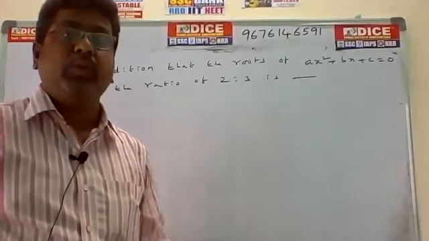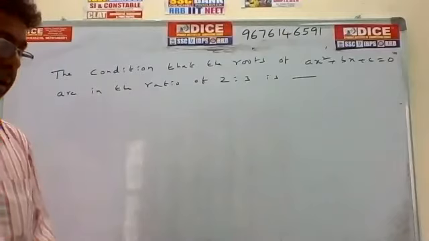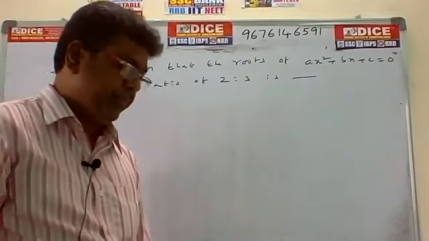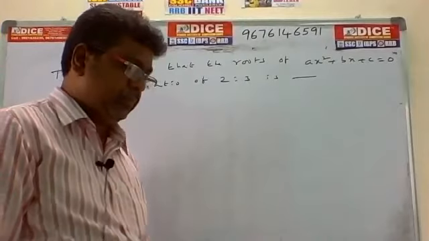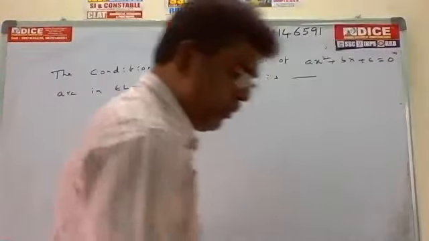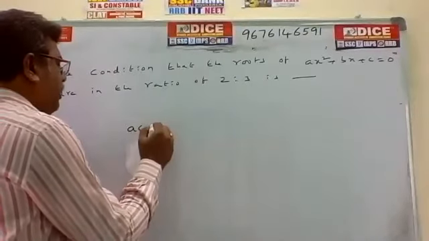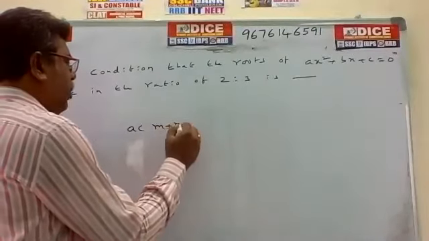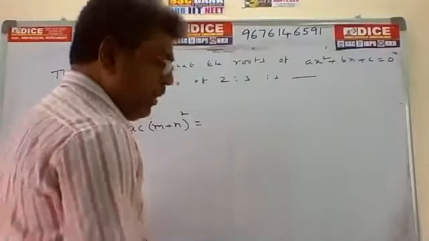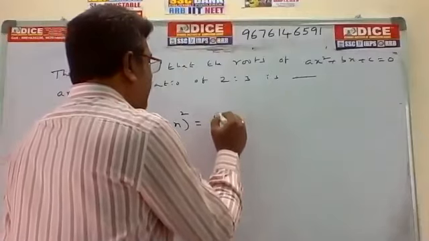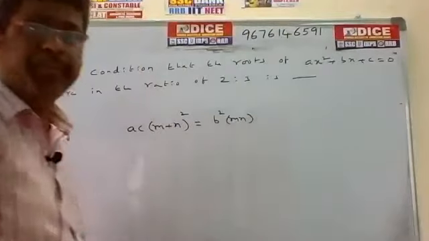In the ratio m is to n, I already told you. What is the formula? The condition I told you: ac into m plus n whole square is equal to b square into mn.